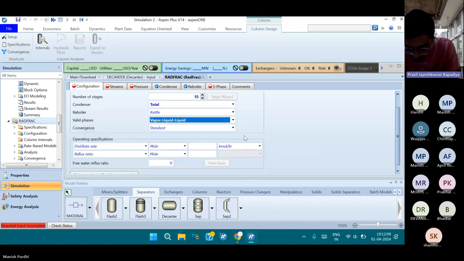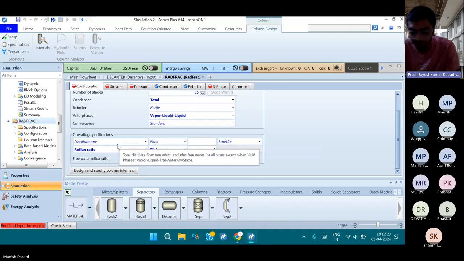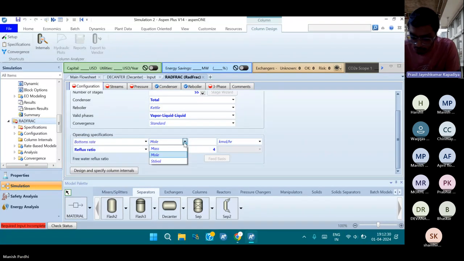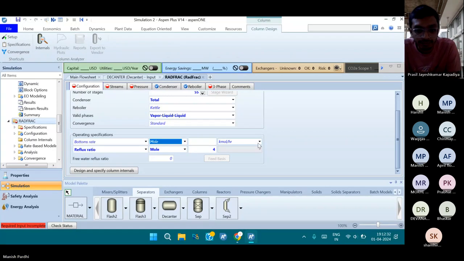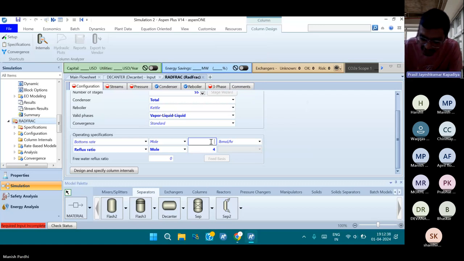Okay, what conditions are we given? We are given reflux ratio on mole basis as 4. And we are given bottom rate, not distillate rate. Bottom rate in pound moles per hour is 2700. So this input is completed.